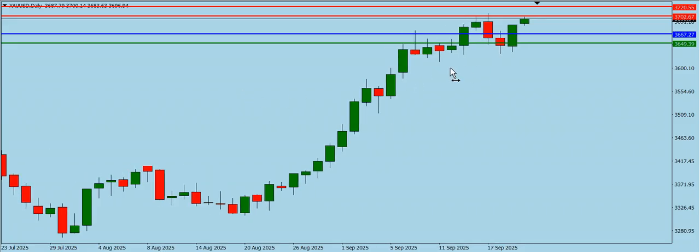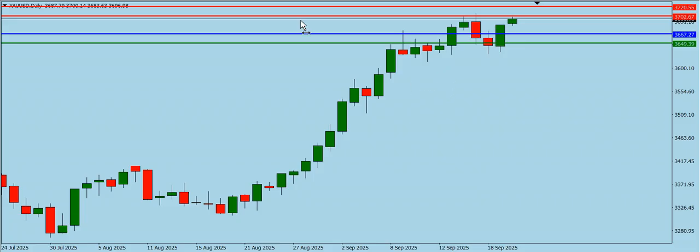Now we have the daily time frame on the screen, and my pivot line for today is at 3667.27. That's the blue line. The first resistance is at 3702.67, while the second resistance is at 3720.55. The first support is at 3649.39.